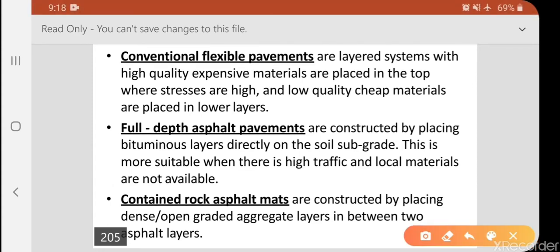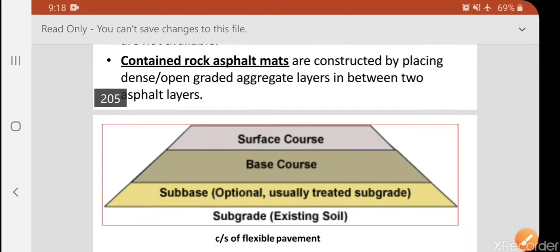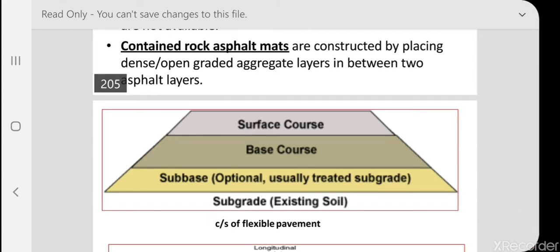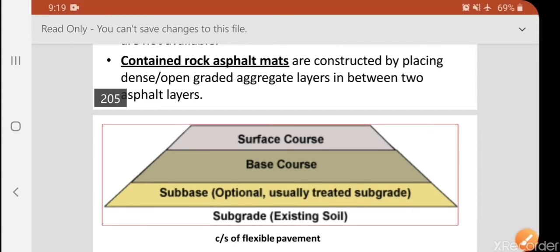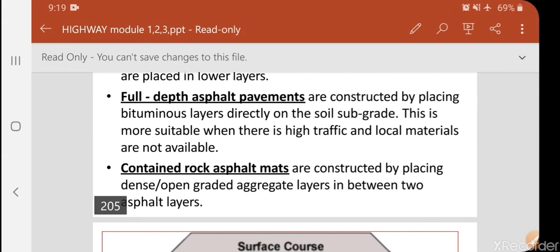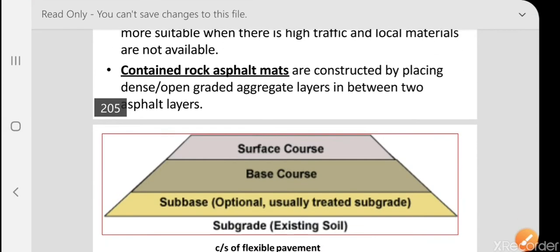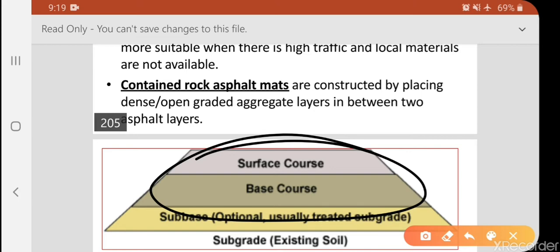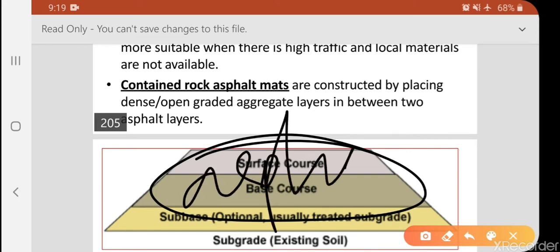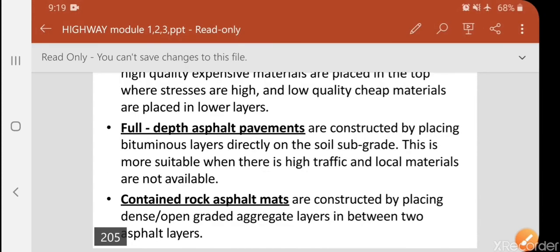Next, full depth asphalt roads. These are constructed by placing bituminous layers directly on the subgrade. Here we can see this one is our subgrade. After the subgrade, they directly place the bitumen, a bituminous layer. This is known as full depth asphalt, meaning the full depth will be asphalt only. This is known as a full depth asphalt pavement.